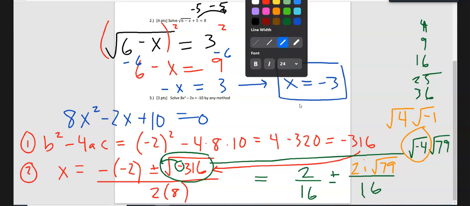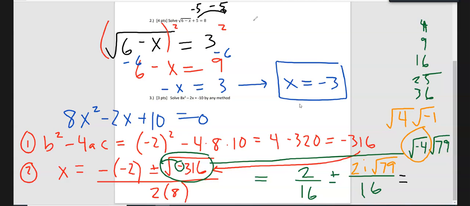And that's where you get your 2 and your i from. Gotcha. Now, can you reduce this? What about 2 into 16? How many times does 2 go into 16? 8. It goes in, yes. So we can reduce this to 1/8 plus and minus i radical 79, all over 8. There's your final answer in the bottom right corner.